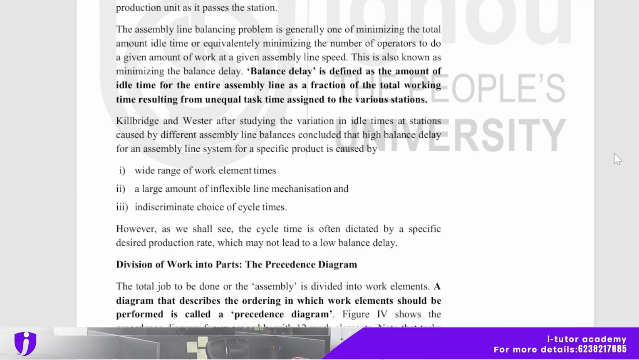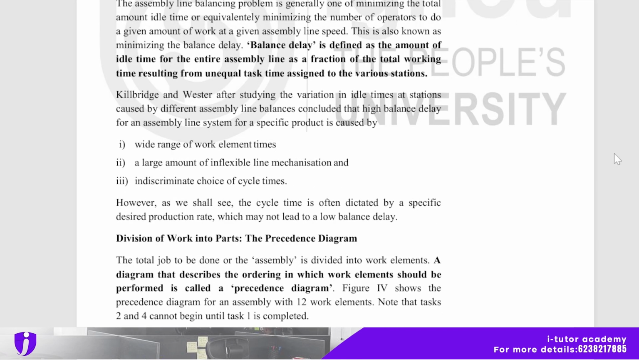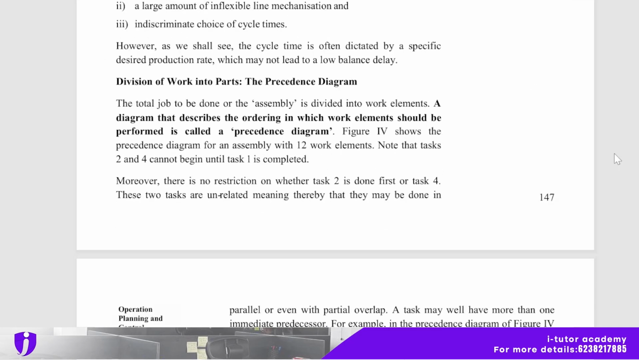Kilbridge and Wester, after studying the variation in idle time at the stations caused by different assembly line balancing, concluded that high balance delay for an assembly line system for a specific product is caused by a wide range of work element times, a large amount of inflexible line mechanization, and indiscriminate choice of cycle time. However, as we shall see, the cycle time is often dictated by a specific desired production rate, which may not lead to a low balance delay.